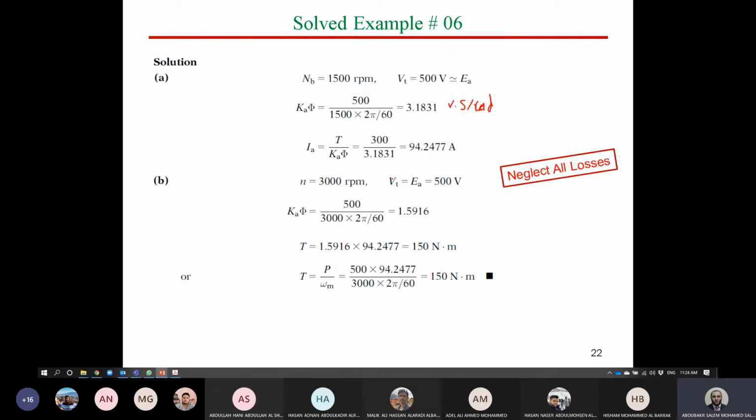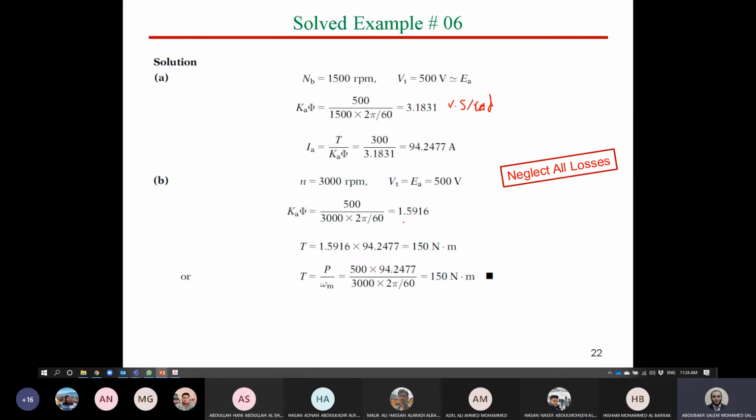Right. So here, شباب, we neglected the voltage drop across the resistance, and we can say now E equals V equals 500 volt. So we have E, and we have our speed. So we can say now E over omega, where omega is RPM multiplied by 2 pi over 60, in order to get the new value of motor flux constant. As you can see, the motor flux constant here is 1.59. It's exactly one half of the previous value.